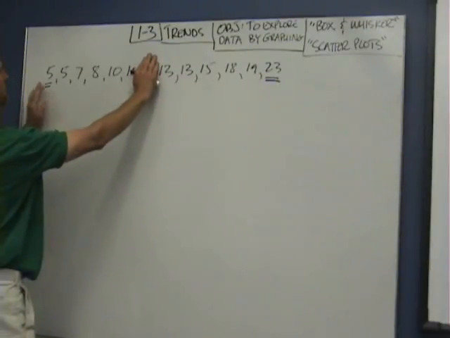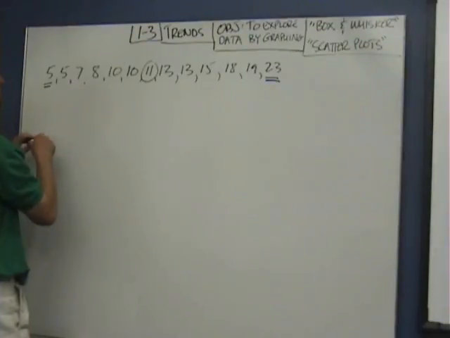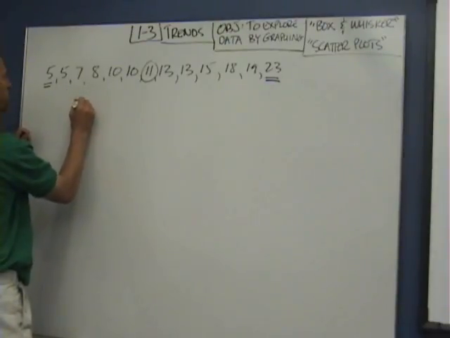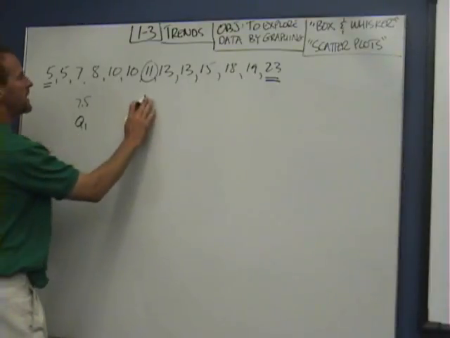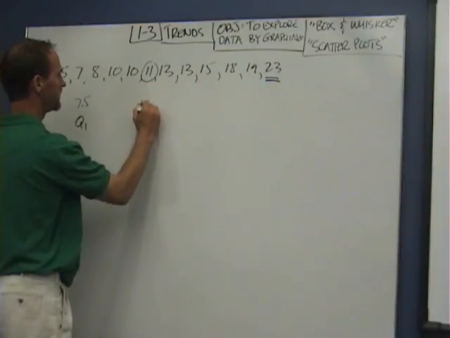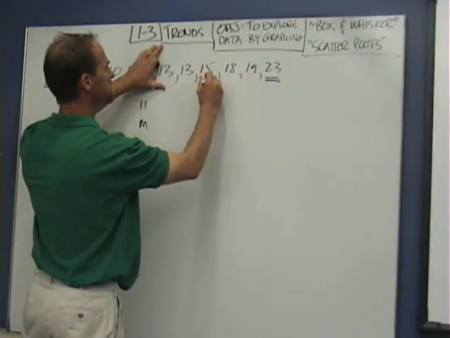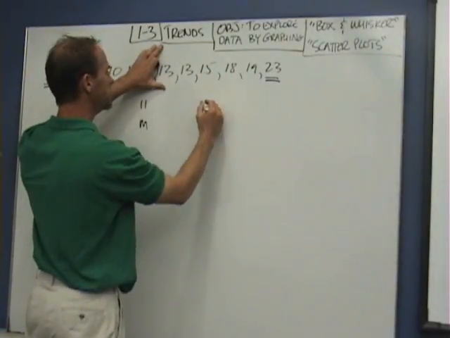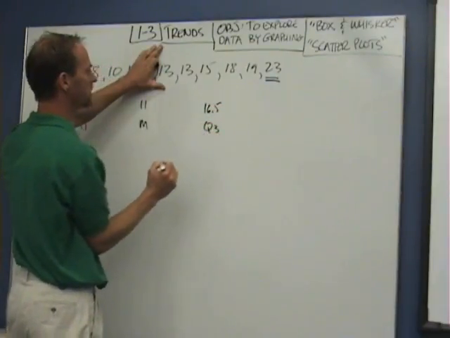So in this case, leaving that off, I've got 3 and 3, so I'm going to go in between 7 and 8 and go 7.5. That's my first quartile, Q1. That's my median, 11. And my next quartile with these remaining 6 is going to be halfway between 15 and 18, and that is 16.5, and that's Q3, okay?